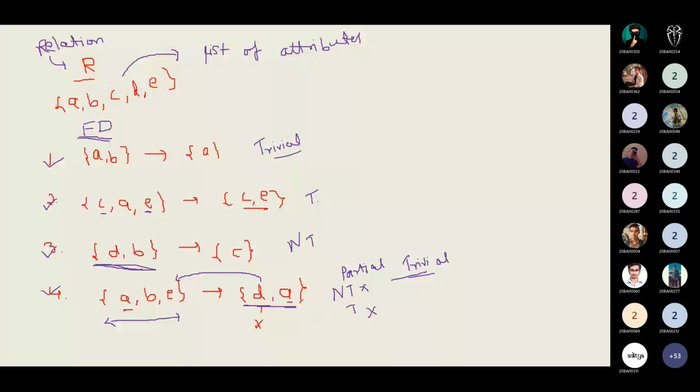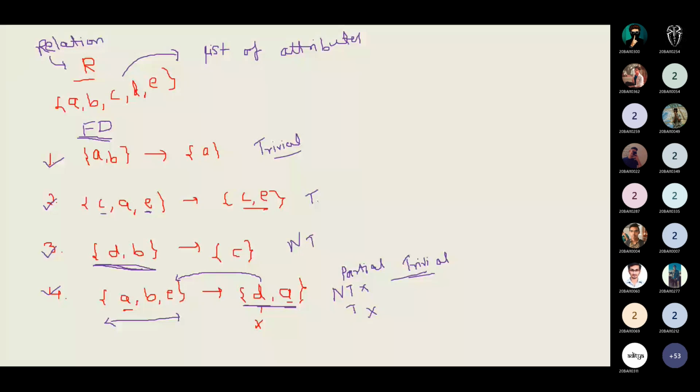D and A, both depend on ABE. So A is one attribute which matches our left-hand side set of attributes. That's why it is known as partial trivial. Now it is clear. It is neither non-trivial nor trivial, so that's why it comes into the partial trivial. Look at the fourth example. Okay, sir.